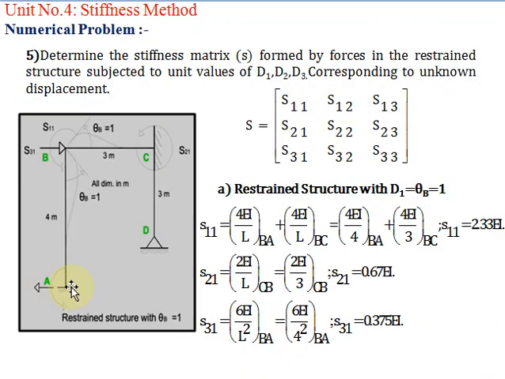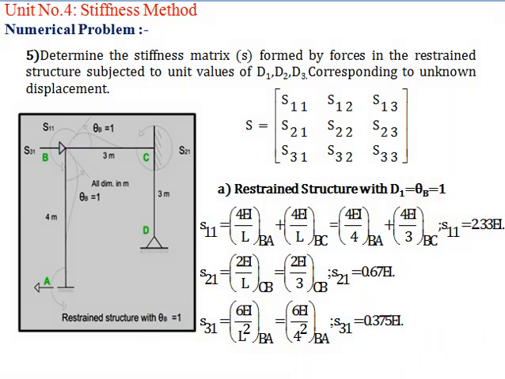Then we released the structure for the first unknown, that is theta B equal to 1, and we applied the unit rotation at joint B. We found the value of S11, that is 2.33 EI. We found the value of S21, that is 0.67 EI, and we found the value of S31, that is 0.375 EI. These values are due to the unit rotation at B.